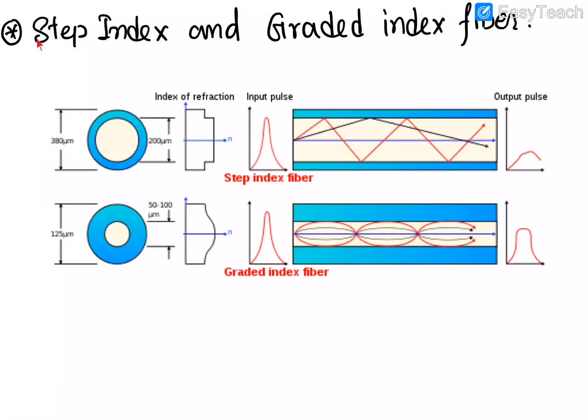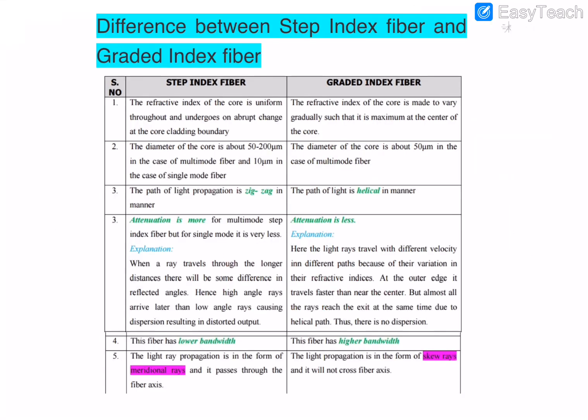Now you have the step index fiber and the graded index fiber. For step index fiber, your refractive index suddenly or abruptly changes at the interface, but for graded index fiber it is continuously changed, parabolically or linearly. And here for the input pulse you have the corresponding output pulse in both step index and graded index fiber.